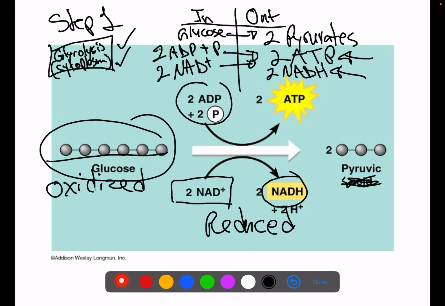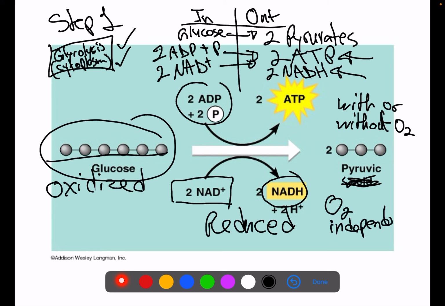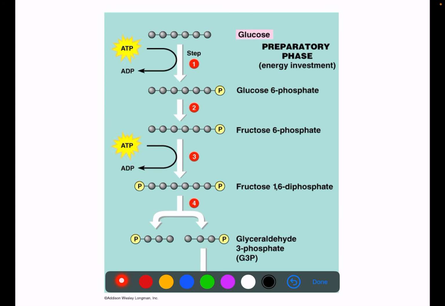And remember, this can happen with or without oxygen. With or without oxygen. So we like to say that it is oxygen independent. Doesn't care. Is oxygen there or not? Doesn't matter. Glycolysis is going to happen no matter what. All right, that's step 1. All right, how is this ATP made? Let's look at a little bit of the details.